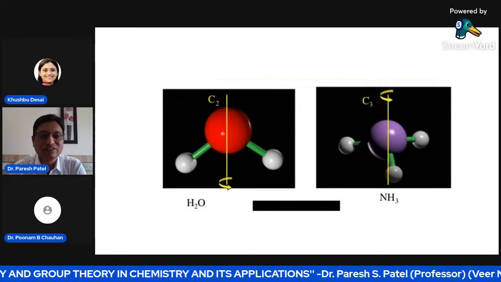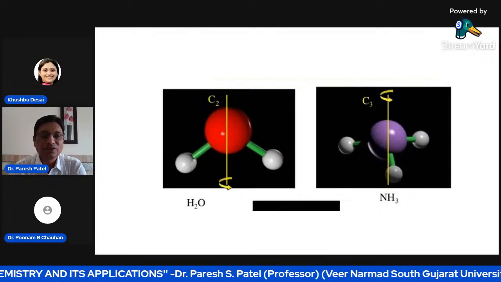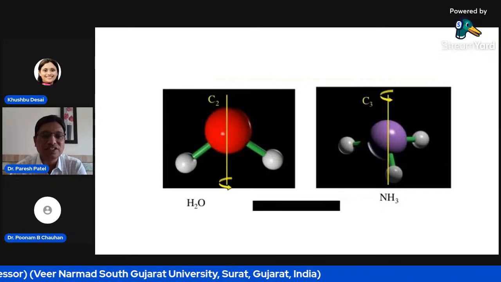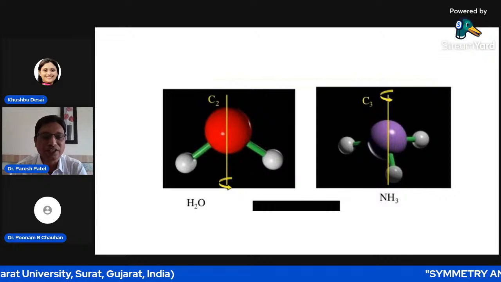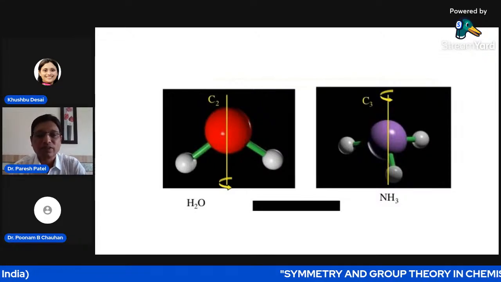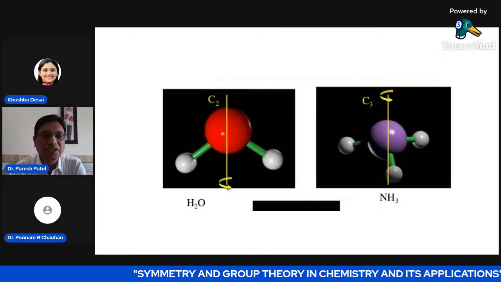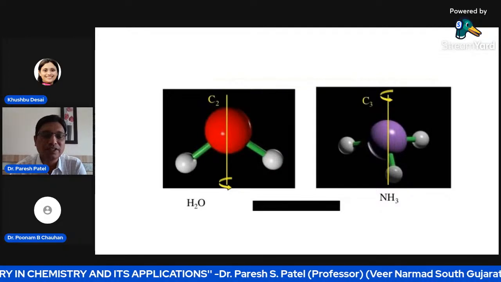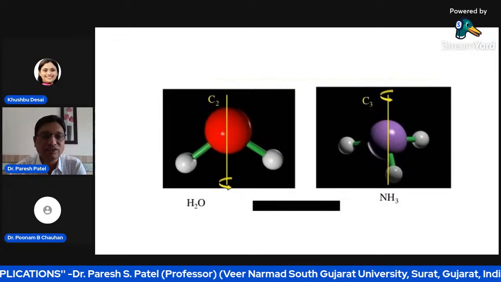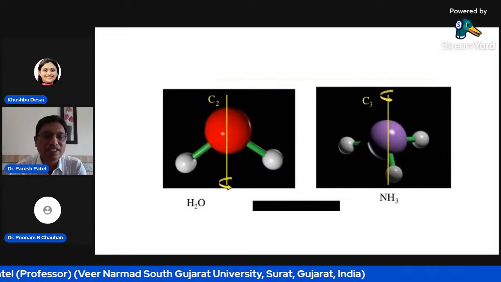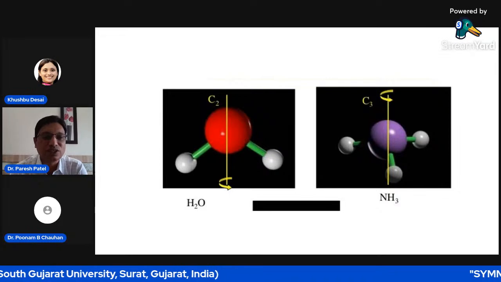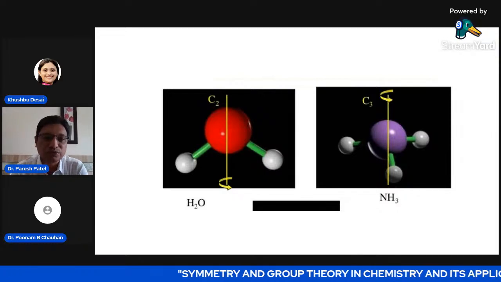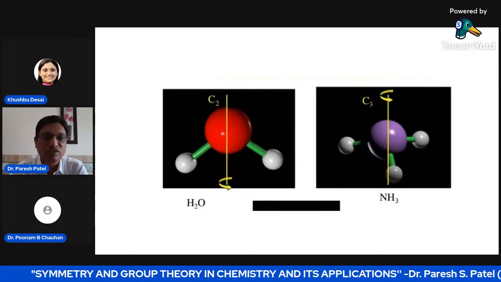In the case of the water molecule, this one is the imaginary axis. If we rotate the water molecule along the imaginary axis by 180, we get the equivalent orientation position. So n is equal to 360 divided by 180, which is equal to 2. So n is the order of the axis. The order of the axis in the case of the water molecule is equal to 2.